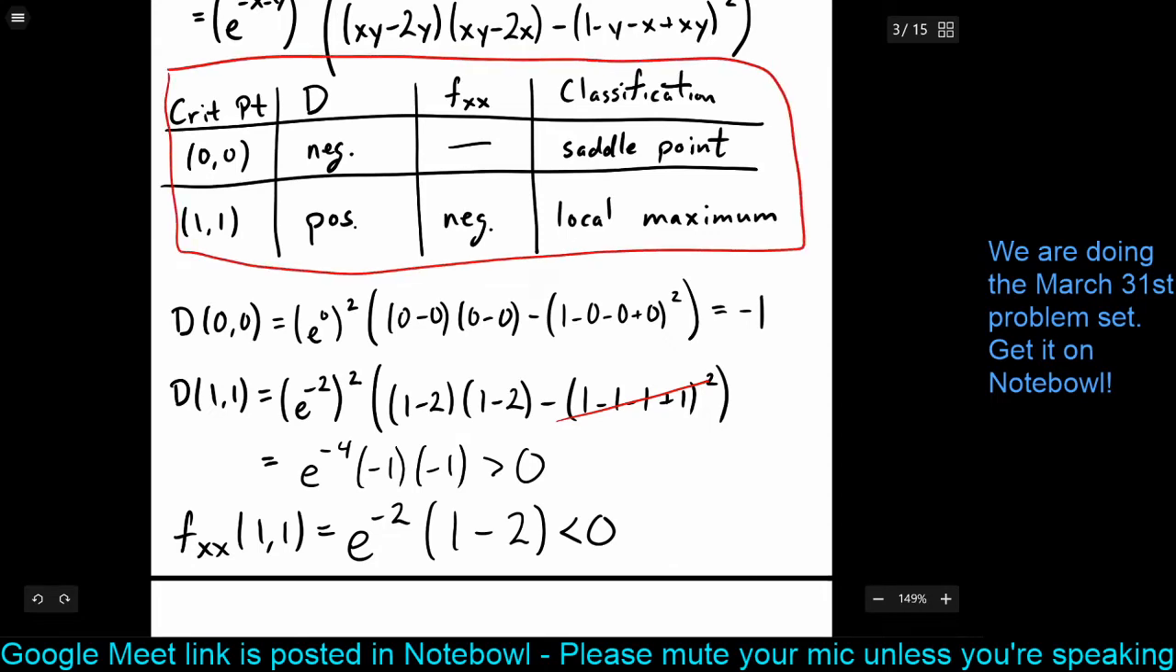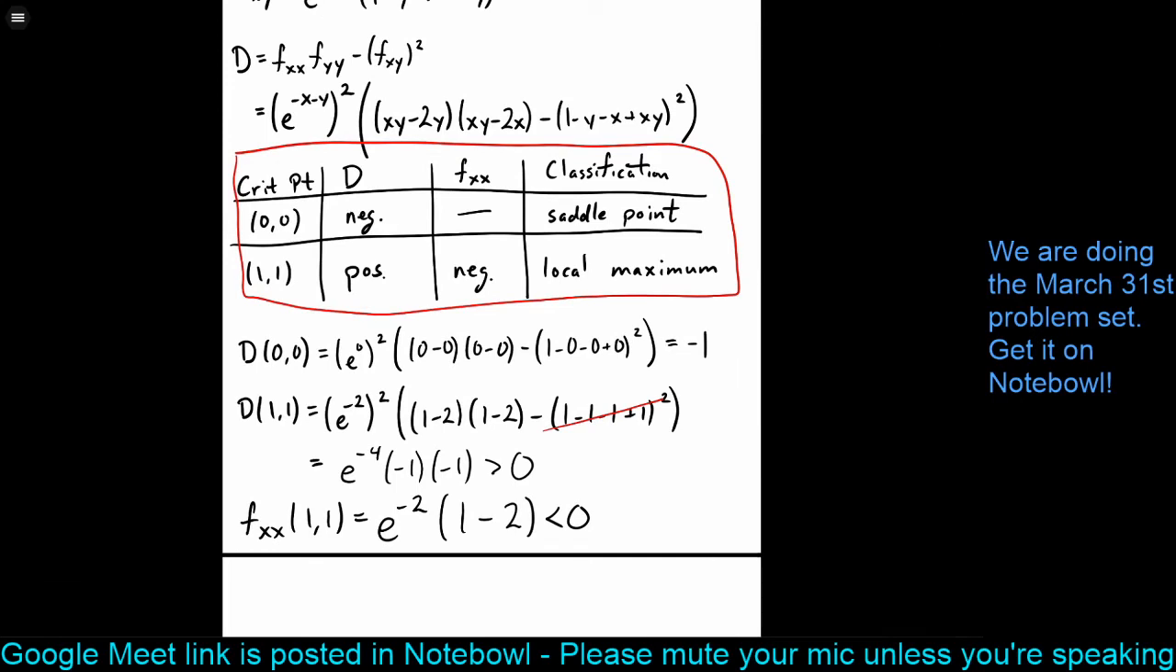Did I ask? Okay, I didn't ask for the values. Good. So all we had to do here is just classify these points. Okay. It's a bit of work for that one, but any questions at all?